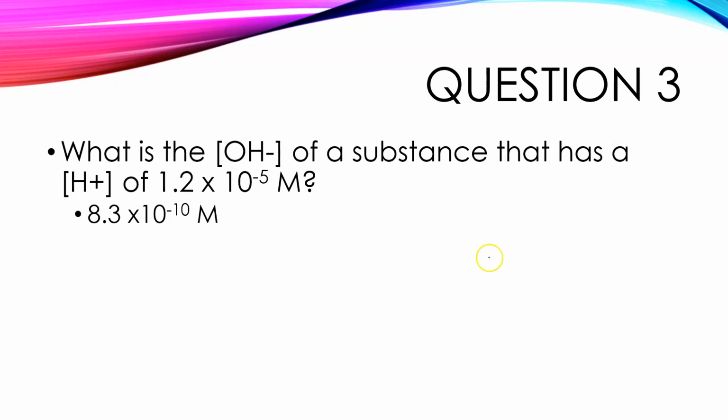So for these kind of problems, I like to set up my game plan of what I'm going to do. So I know I am starting with my hydrogen ion concentration. The only thing I know to do with a hydrogen ion concentration is convert it to pH. That is the only thing I have in my arsenal of formulas to use. From pH, I know how to very easily go to pOH. And then from pOH, I know how to go to the hydroxide ion concentration.